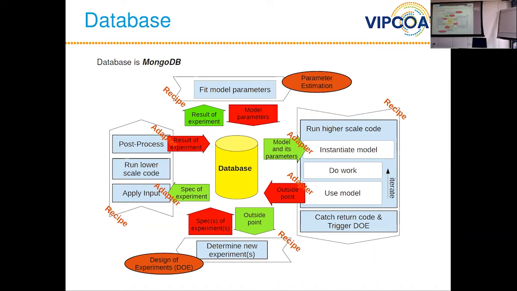So now let's talk about the database. The database is a central unit here. Basically what you do is you start your workflow with a higher scale code, and then you start to iterate. It can be just a simple time loop. In this time loop, you fetch the models from the database. In this case, you are connecting the database with the adapters. And basically what you do is you take the model out of the database, you feed it into the higher scale code, you do the loop, and use the model until the model is no longer valid.